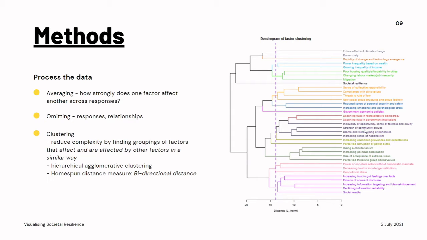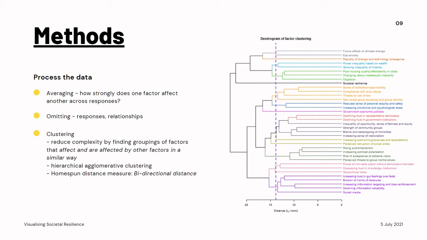So in terms of the methods that I went about, probably the most interesting aspect was the clustering. We wanted to reduce complexity a bit, try to simplify what we were presenting. So if we could maybe aggregate up some of these factors into a group, then the presentation might be a bit more clear. So we clustered using hierarchical agglomerative clustering, and the idea was to find groupings of factors that affect and are affected by other factors in a similar way.